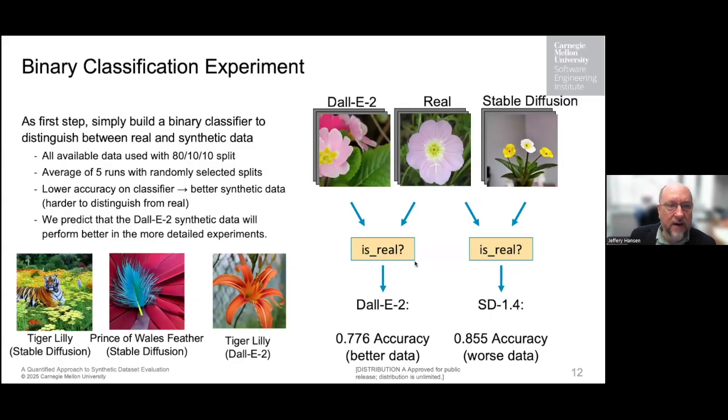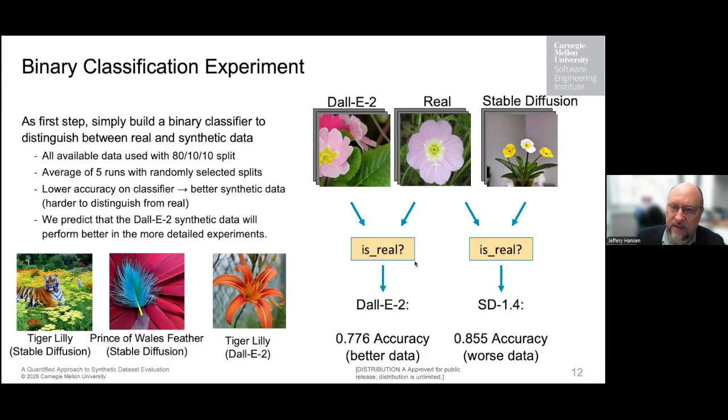So in our binary classification experiment, we used all the available data from both the real and synthetic for each set. We partitioned the data into an 80-10-10 split: 80% used for training, 10% validation, 10% test. We're reporting an average of 5 runs with differently randomly selected splits. So we resplit it again and repeated the experiments.